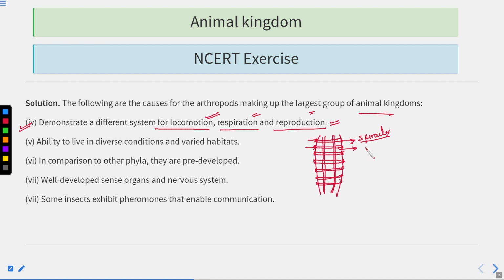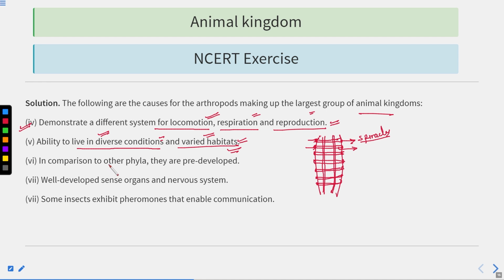Okay, so they have the ability to live in diverse conditions and varied habitats. These organisms can live in different types of conditions, in different habitats. Some are even aquatic. Some can live on the land. Some can live in very hot climates, warm, humid climates. So they have the ability to live in different types of conditions, and that is why they are present everywhere. In every condition they can live, right?